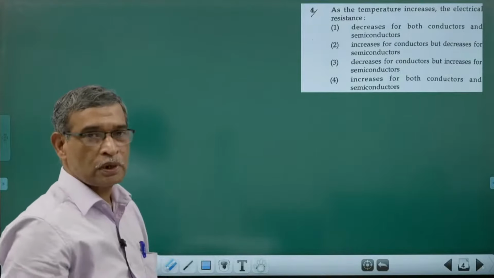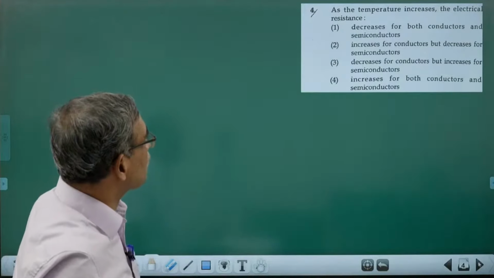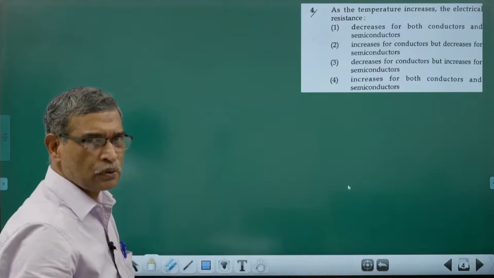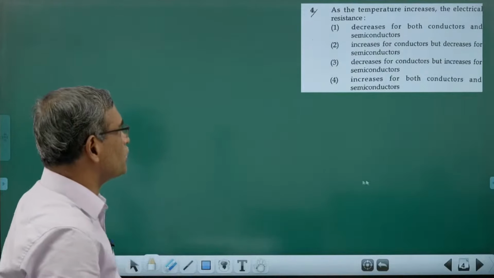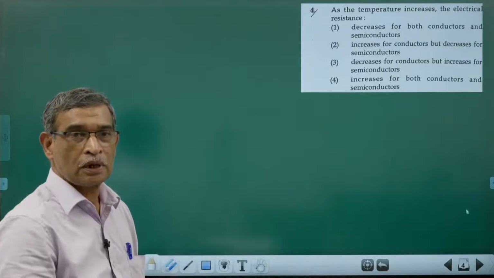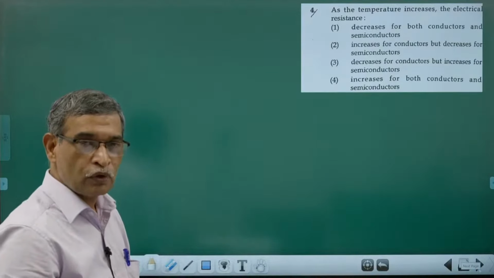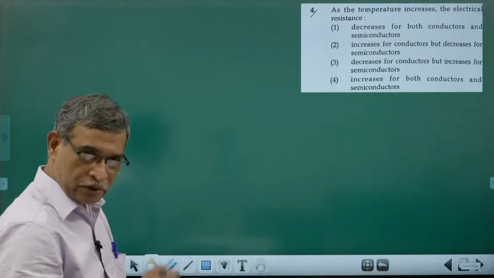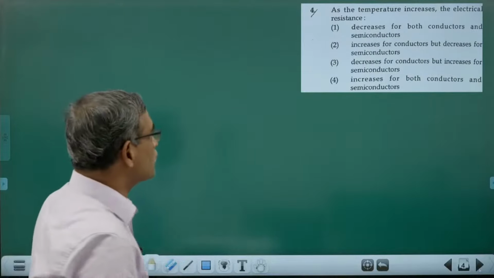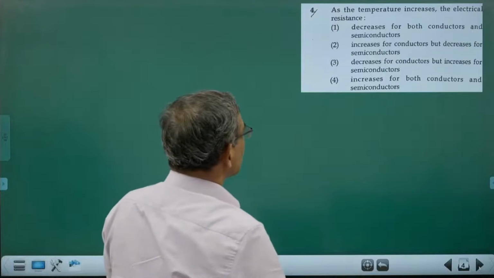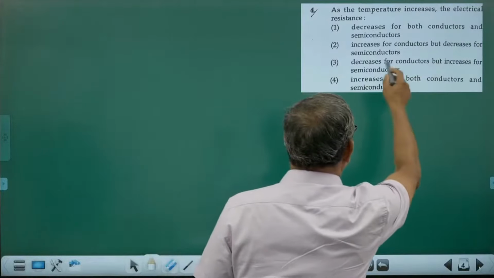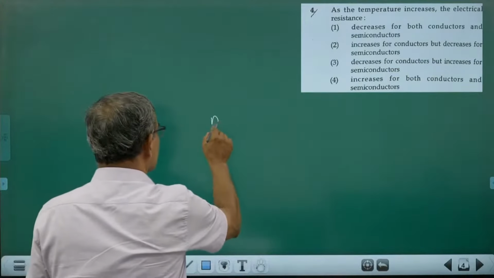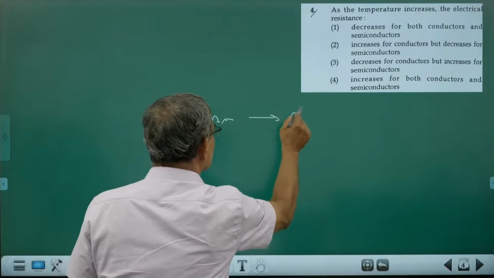Now, the fourth question as per this version: as the temperature increases, the electrical resistance, direct theory concept. You know that when temperature increases for conductors, the resistance increases. For semiconductors, the resistance and hence resistivity decreases. So that statement is here: increases for conductors but decreases for semiconductors. And therefore theory directly, so the answer is option 2.